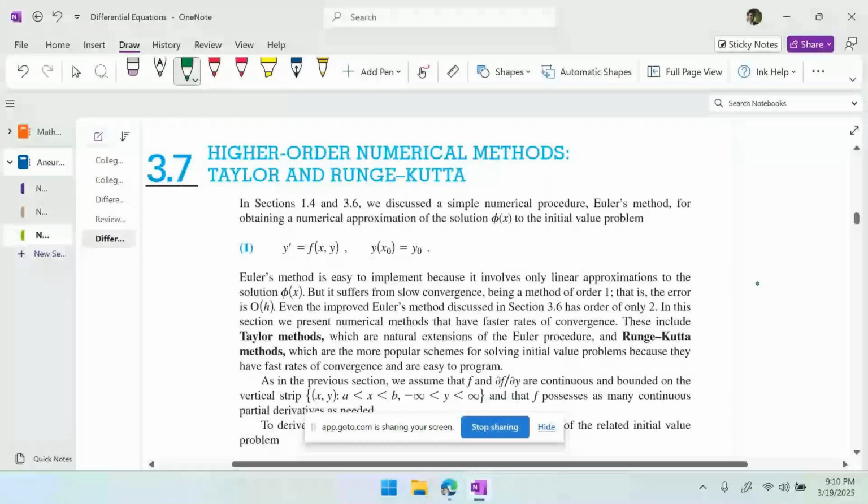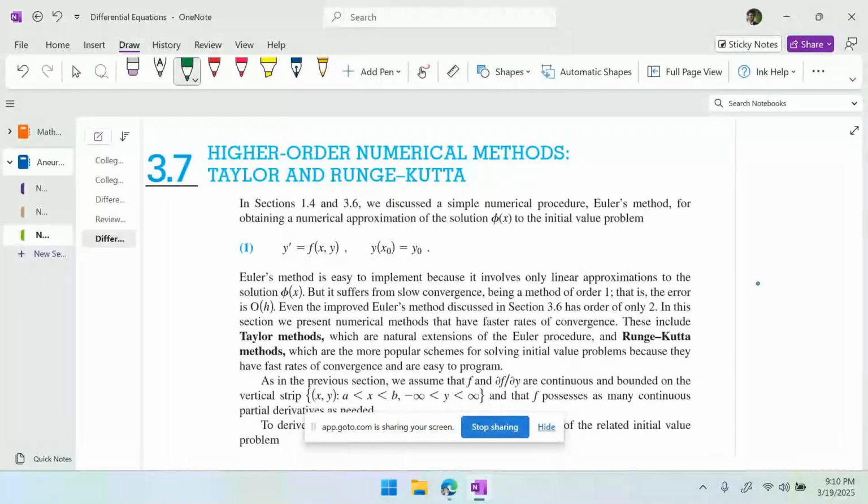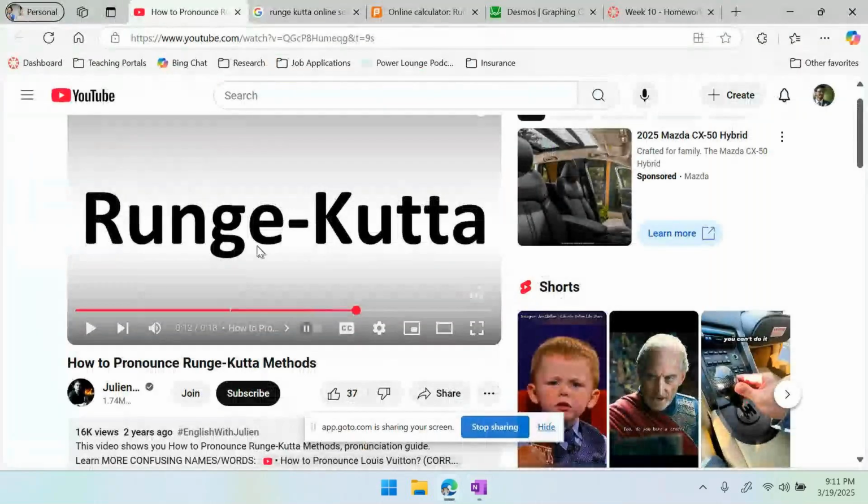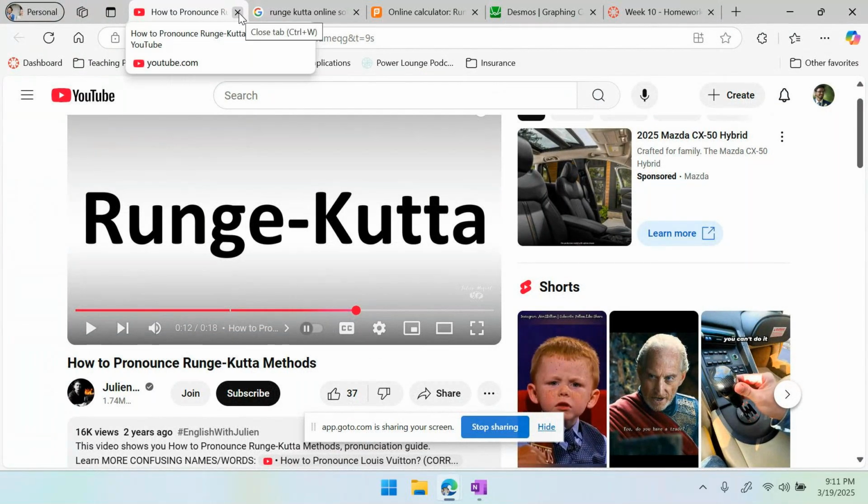Hello everyone. Today we are going to learn an important numerical technique to solve differential equations. It's called the Runge Kutta Method. Now I am a bit used to calling this Runge Kutta Method, but seems like the correct pronunciation, you can just check it on YouTube, is Runge Kutta. Okay, but it sounds funny to me.